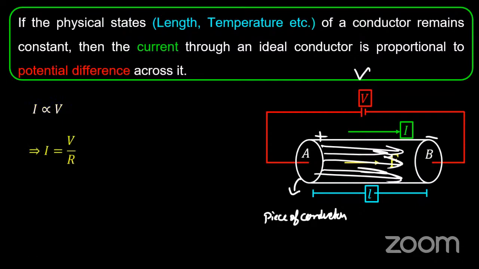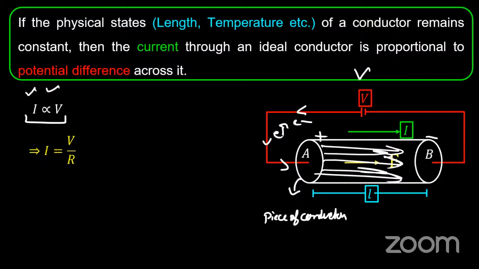Ohm's law says the passage of current from the positive potential of the battery to the negative, or opposite to the flow of the electrons, is directly proportional to the potential difference applied across the ends of the conductor. I'm repeating it again. The current passing through the conductor is directly proportional to the potential difference applied across the ends of the conductor.